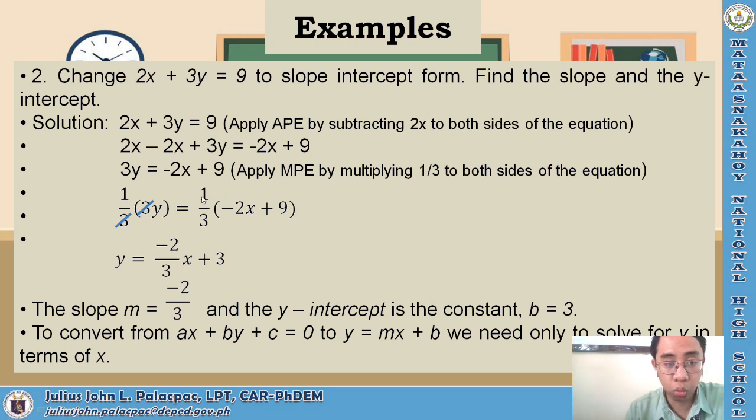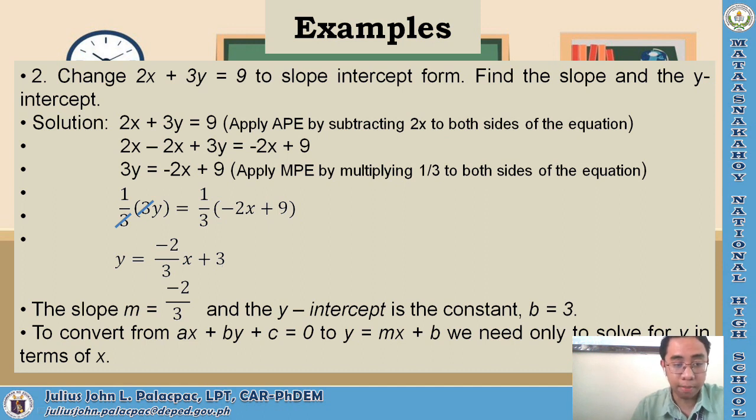So we'll let it be 2 over 3 x plus 9 times 1, 9 divided by 3. 9 divided by 3 is 3. So we have y is equal to negative 2x over 3 plus 3.